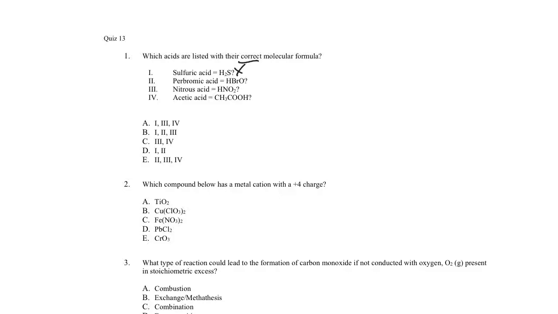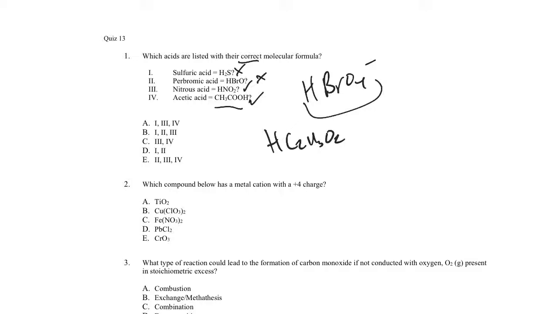Perbromic acid. Perbromate would be BrO4 minus. Perbromic acid should be HBrO4, so that would be incorrect as well. HNO2, nitrous acid, that is correct, because nitric is HNO3. So nitrate's NO3 minus, nitrite, and the -ous acid would be the NO2 minus derived acid. Acetic acid, this is acetic acid written out descriptively. You might see it written this way as well, but that is indeed acetic acid, so 3 and 4 are correct. So that'd be C.